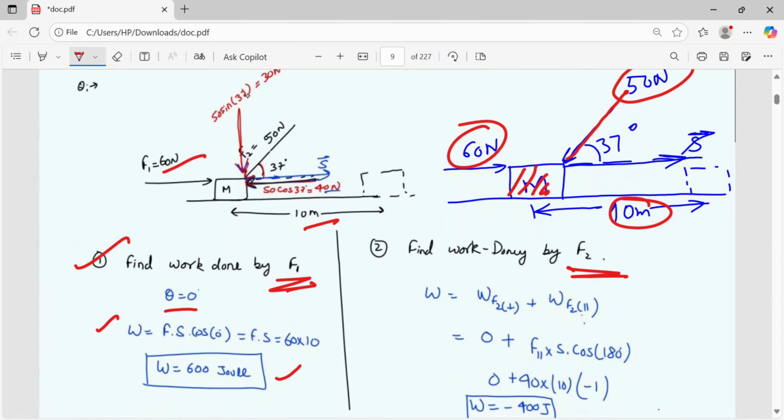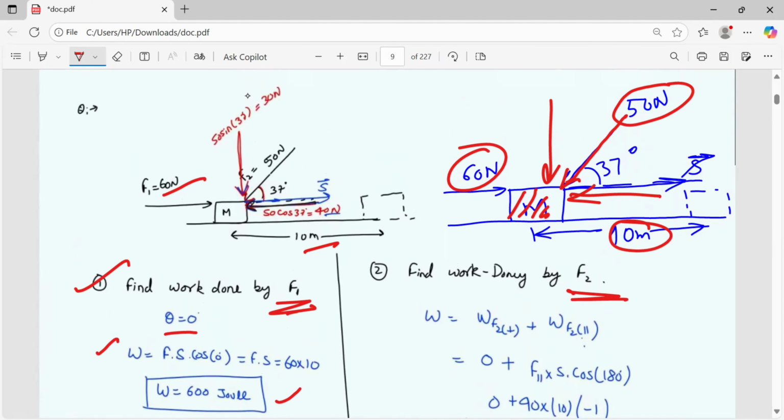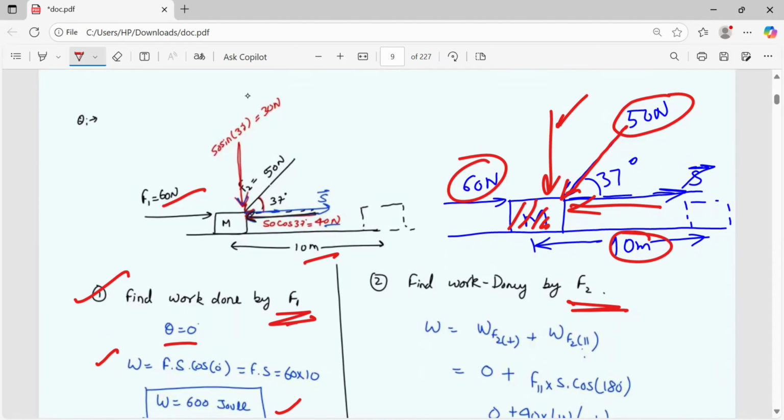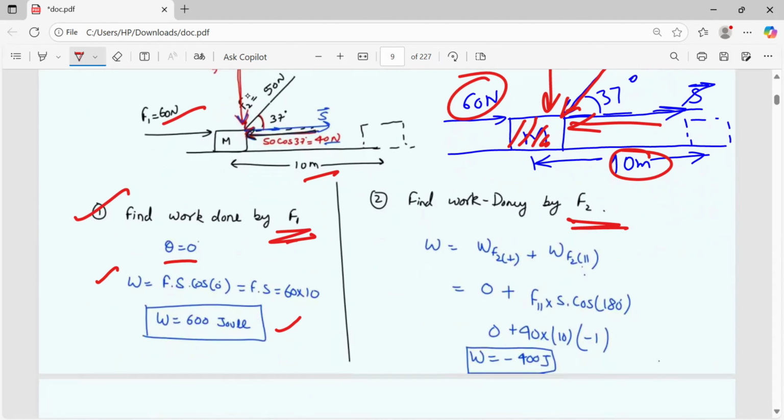Okay, and this is in this direction, so you can say there are two components, one in this direction and another in this direction. The perpendicular component of this force, in this diagram, would give me the value of 0 joule. Okay, so that is done.